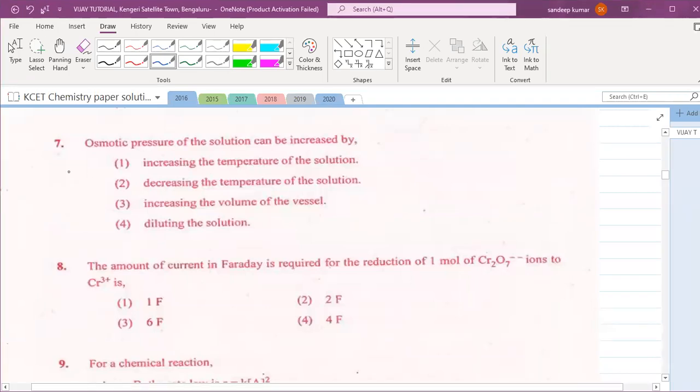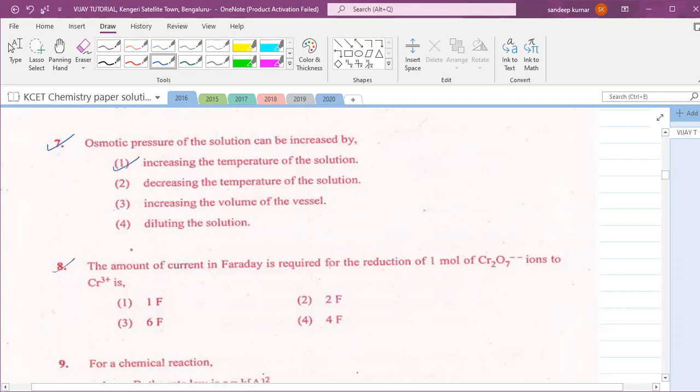Next question, 7th one. Osmotic pressure of a solution can be increased by increasing the temperature of the solution, decreasing the temperature, increasing the volume, or diluting the solution. If you increase the temperature, osmotic pressure can be increased. So the first option is the correct option.